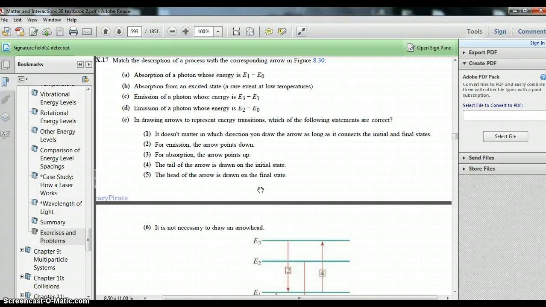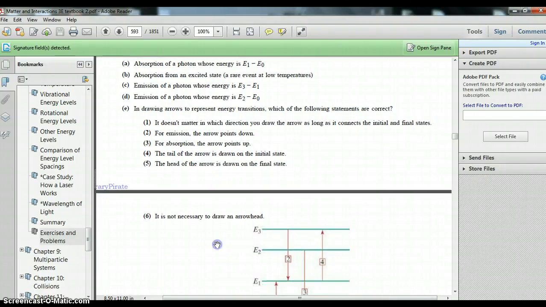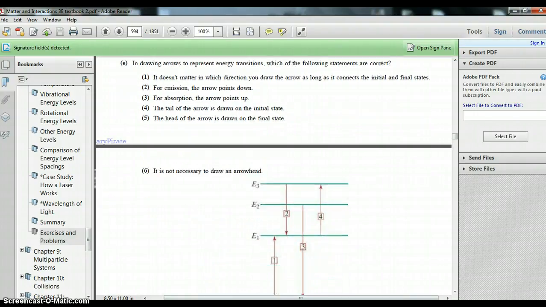Number 4, the tail of the arrow is drawn in the initial state, true. Number 5, the head of the arrow is drawn in the final state, very true. And number 6, it is not necessary to draw an arrowhead, false.